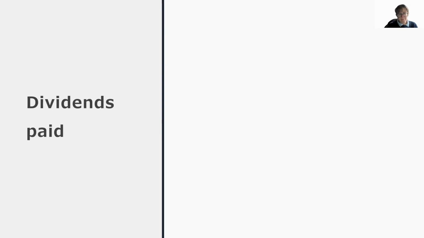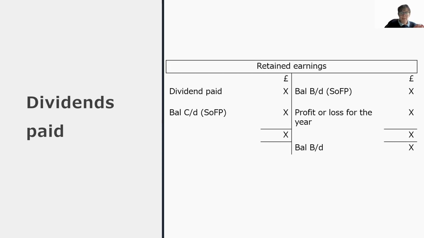Dividends paid then. So this time we're going to be focusing on the retained earnings account as opposed to the dividends paid account itself. So retained earnings, our balance brought down is always going to appear on the credit side with any profit or any loss that we make throughout the year. Whilst on the debit side, we are going to have our balance carried down into the next period. It is on this debit side that our dividends paid would belong in our retained earnings account.